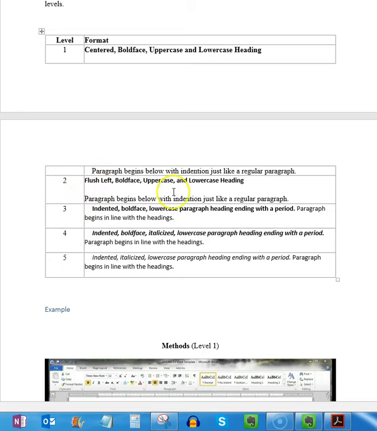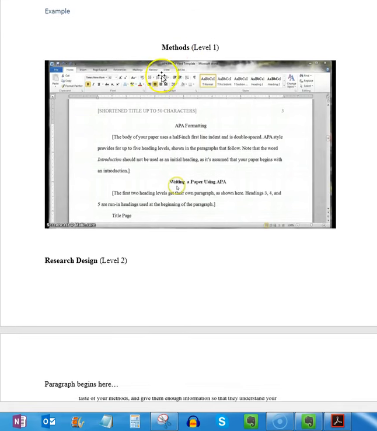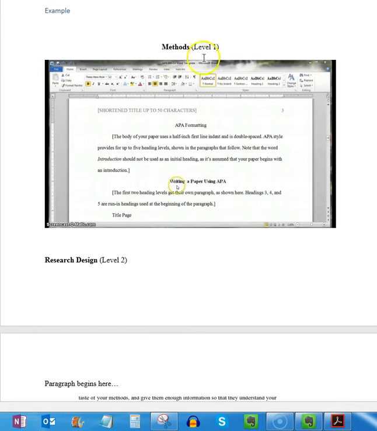Whereas in level 2, each of the words starts with a capital letter, and then it's left justified. And then level 1 is centered, and the whole thing is bold, and each word begins with a capital letter. So here is an example. Level 1, methods, for instance. It's right in the center, it's bold, and it starts with a capital letter.